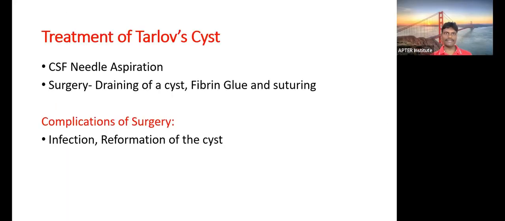So if the pain is coming from the Tarlov cyst, the patient should undergo treatment for that. CSF needle aspiration can be done, but it's not a very popular technique, because even if you do aspiration, the cyst will form again. So surgery is one of the good ways of addressing this. The surgeon will drain the cyst, put some fibrin glue, and then suture it so that the cyst does not form again. Usually patients do very well after the surgery, though sometimes the patient may have some infection after the surgery, and some patients will have the cyst reform again.